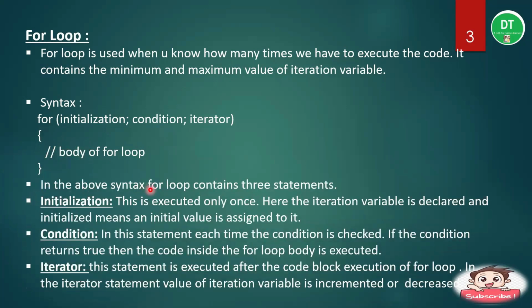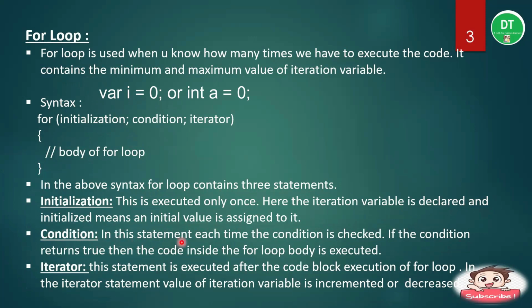In the above syntax, the for loop contains three statements: initialization, condition, and iterator. Initialization is executed only once. Here the iteration variable is declared and initialized, meaning an initial value is assigned to it. Examples of initialization would be i equals 0 and a equals 1, like this.